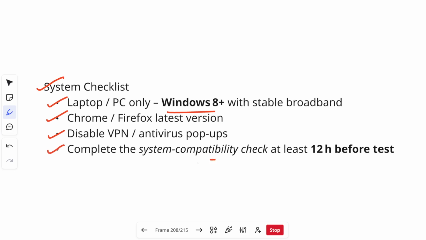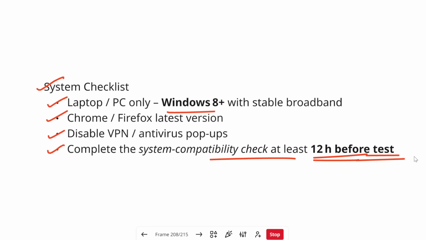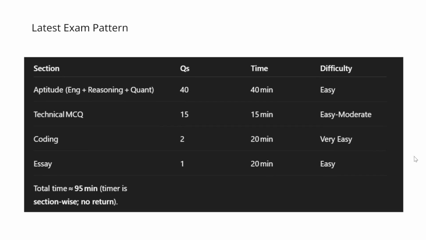Complete the system compatibility check at least 12 hours before your test. It is very much important, because we have seen previously also that candidates do not do the system compatibility check, and then they directly sit for the examination, and then they face problems or issues while giving the examination. So if there is any issue, if something is blocking you from launching the examination, it will get caught during your system compatibility check only, so you are fully ready for the actual examination. So that is why it is very important to do so.